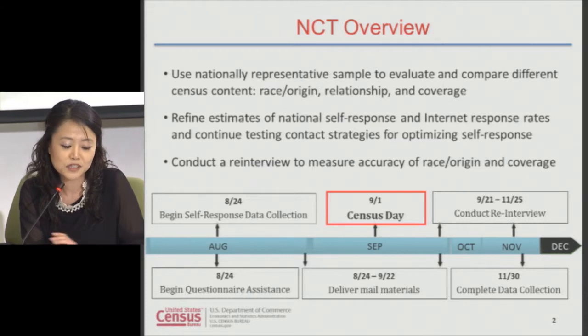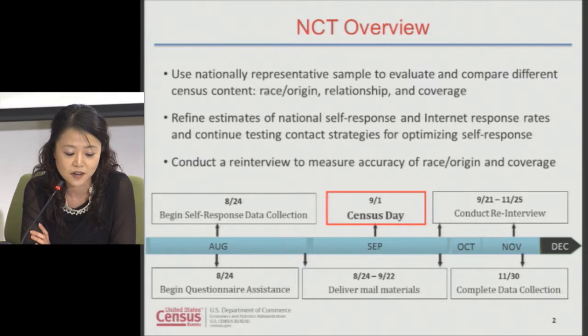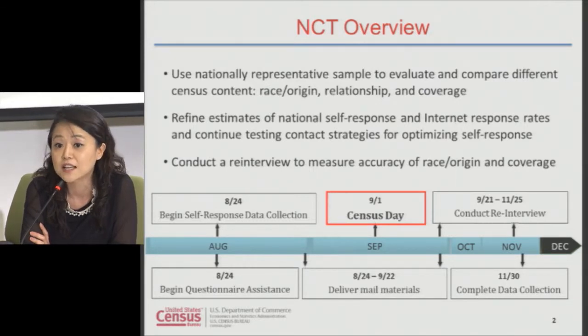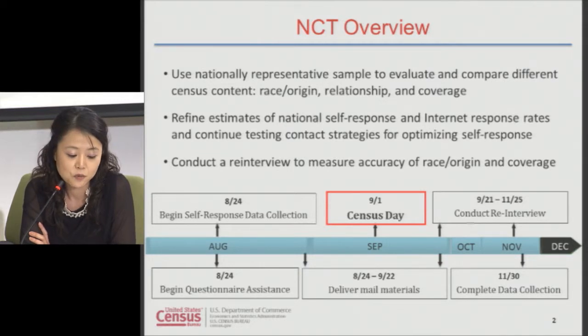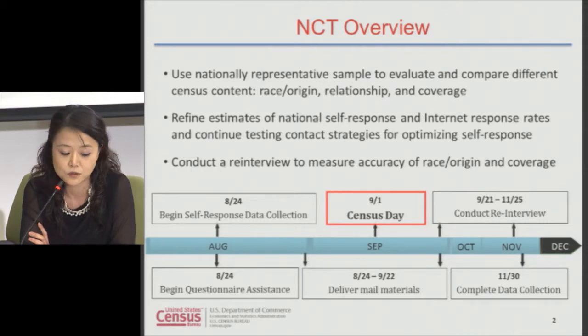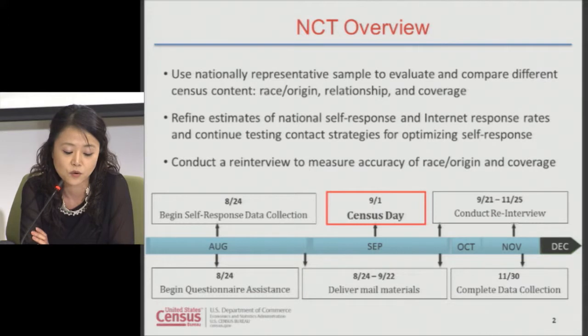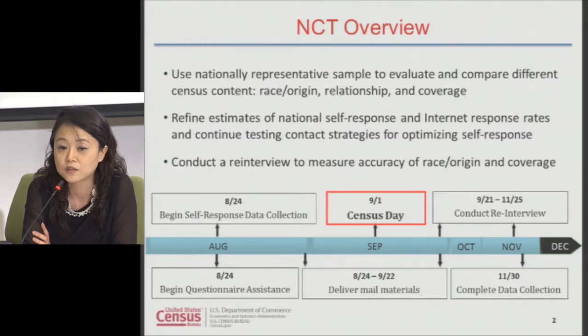It's important to keep in mind that the NCT will be our primary mid-decade opportunity to test our content strategies prior to making decisions about the 2020 content. NCT will be a self-response test. We will use a nationally representative sample of approximately 1.2 million households. We will test our key content areas related to race and Hispanic origin, relationship, and within household coverage. We will deploy various contact strategies to optimize self-response, and the NCT will include a re-interview operation of approximately 100,000 cases.